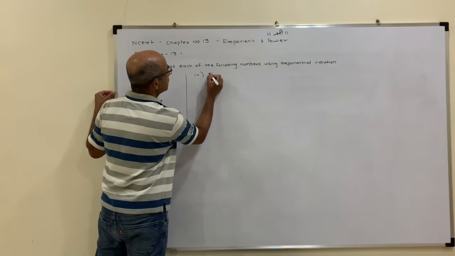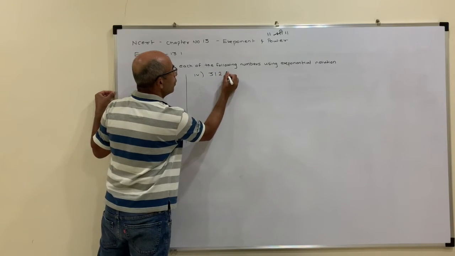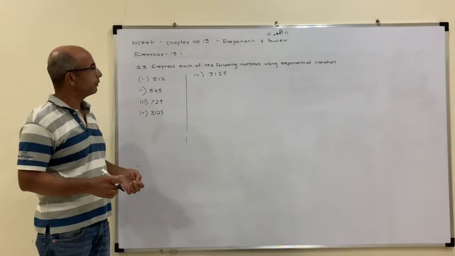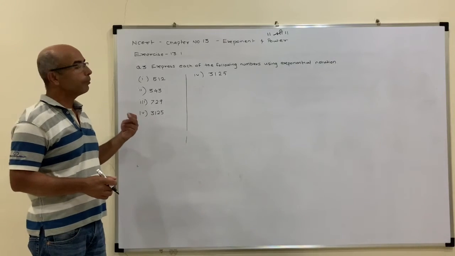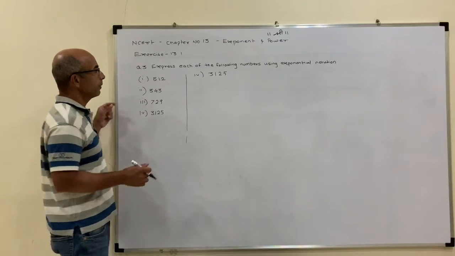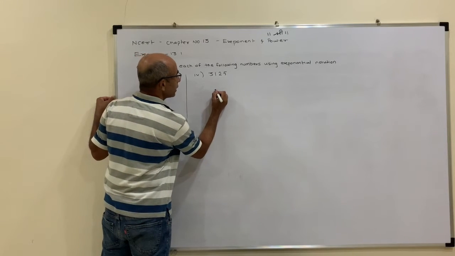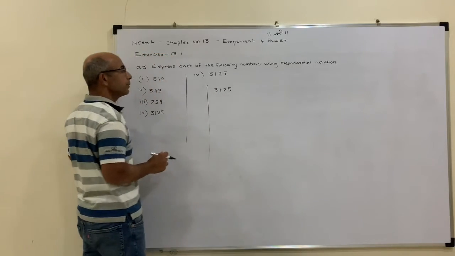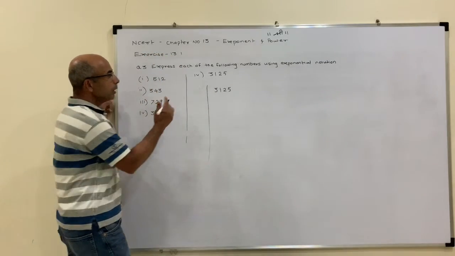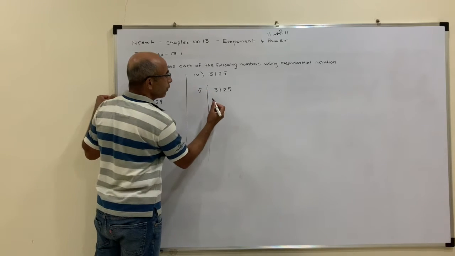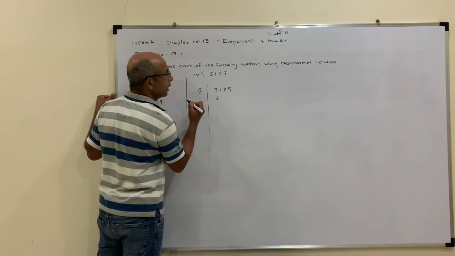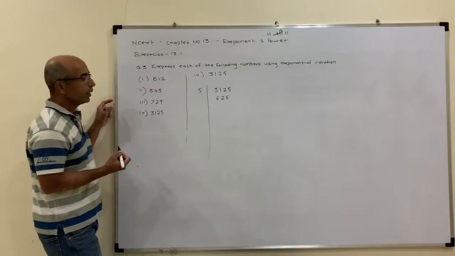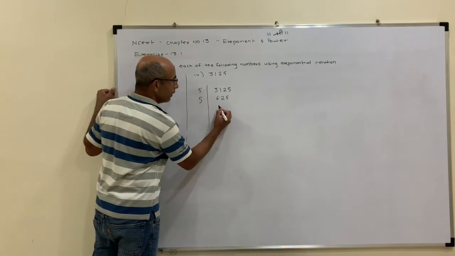the fourth one. This is 3125. Now, since in your previous standards you have learned how to check whether a number is divisible by 3 and by 5, I am not going to reiterate that again. 3125, we will be checking. This cannot be divisible by 2, 3 and 4. It is divisible by 5. So 5 6s are 30. Then 5 2s are 10 and 5 5s are 25. Now again 5. 5 1s are 5.